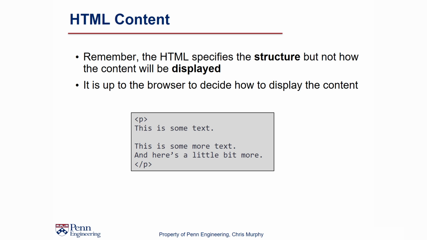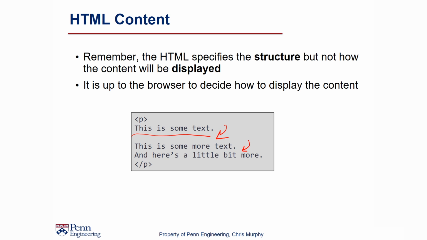Now it's important to remember, and I've mentioned before, that HTML specifies the structure of the content, but not necessarily the way it will be displayed. HTML is plain text, but don't think that what you see in your text editor will necessarily translate exactly the same way when rendered in HTML. And here's an example of that. In this case, I have the words, "This is some text." I have a new line and a blank line here. Then it says, "This is some more text," a new line, and so on.